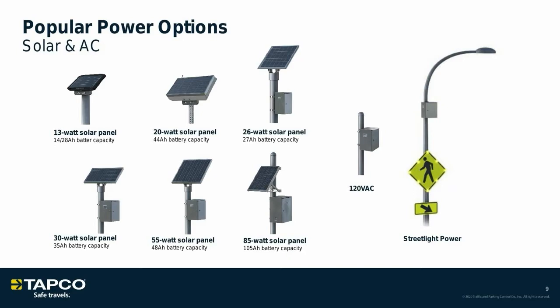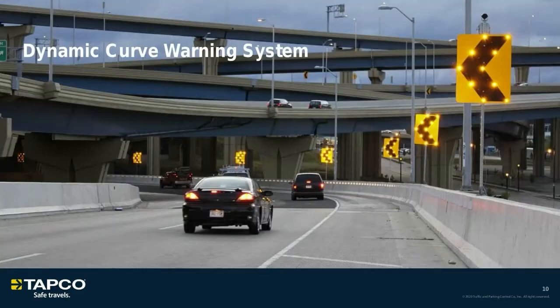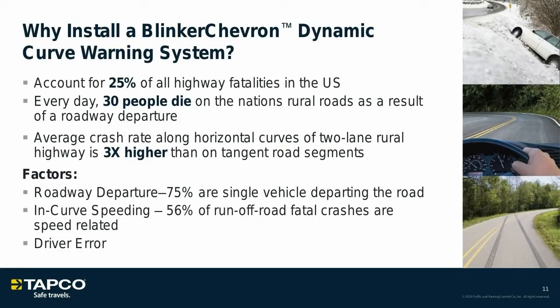Moving forward, our first IWS system is our dynamic curve warning system. Again, this is used at sharp curves off highways, interstates, rural highways, things like that. So why do we install a dynamic curve warning system? What's the point of doing something like this?